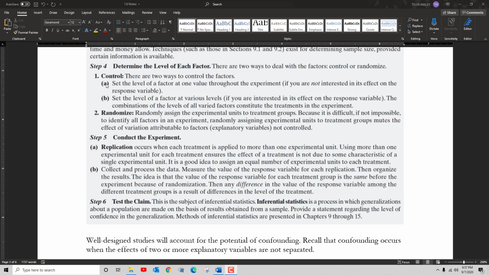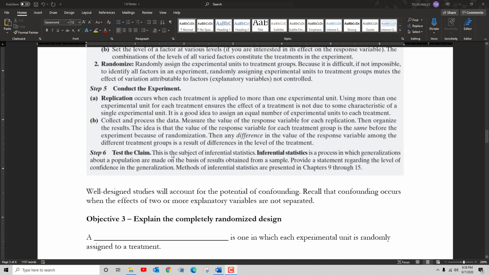So another option is we could randomize. We could randomly assign the experimental units to treatment groups, and because it's difficult, if not impossible, to identify all factors in an experiment, randomly assigning experimental units to treatment groups mutes the effect of variation attributed to explanatory variables not controlled, right? So in general, when you're doing some kind of study, there's a million different variables at play. We can't account for them all, so the randomness kind of helps control for that. Right? That's what that's trying to say.